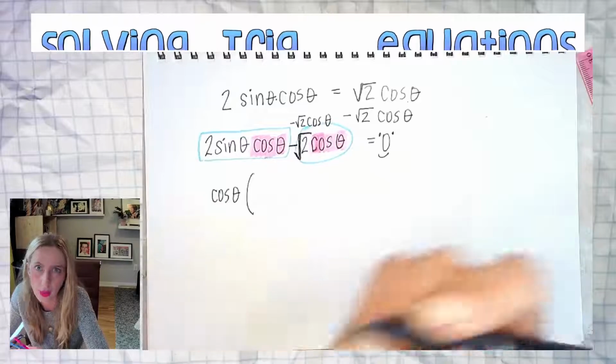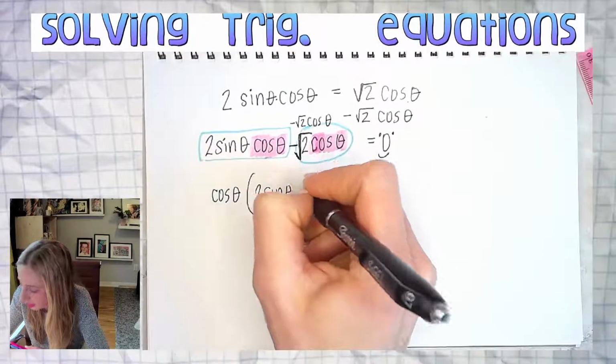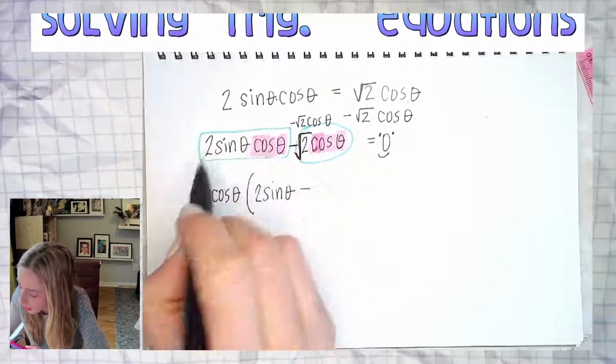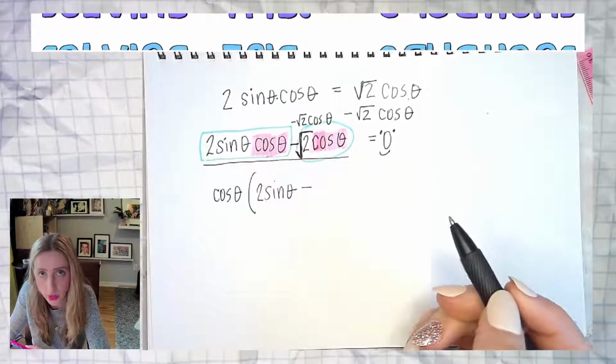You're throwing away answers. Then we have 2 sine theta minus, and remember, I went over this type of factoring when we went over the AC method and grouping.